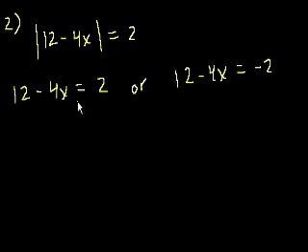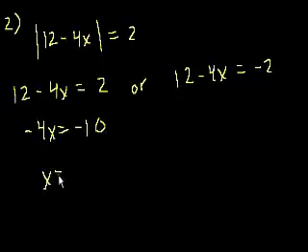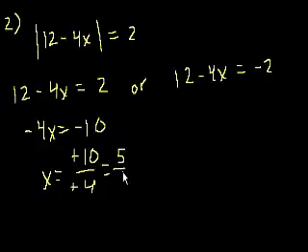So let's see, subtract 12 from both sides, you get minus 4x. 2 minus 12 is minus 10. Then you get x, divide both sides by minus 4, is minus 10 over minus 4. Then the negatives cancel out. And that's equal to 5 halves, or 2.5. And the only reason why I wrote 2.5 is I was looking at the choices and they have everything as decimals. So let's look at the other possibility.